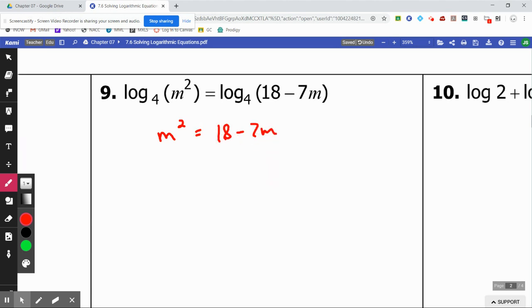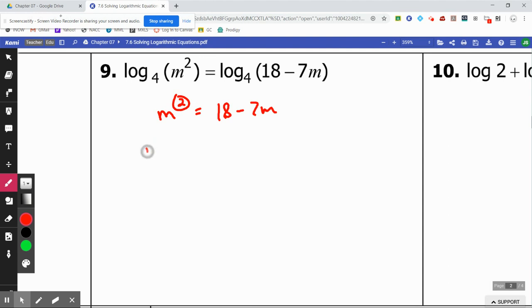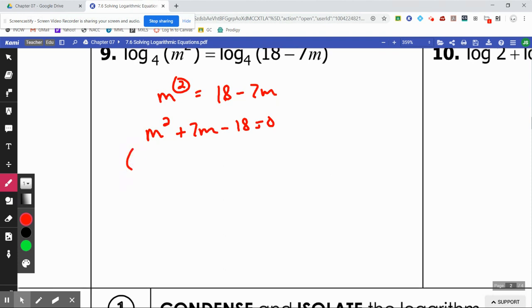You have a quadratic, so therefore let's move everything to the same side. m squared plus 7m minus 18 equals 0. 2 sets of parentheses. m times m is m squared, and it multiplies to positive 9 and a negative 2, so 2 possible answers of negative 9 or a 2.